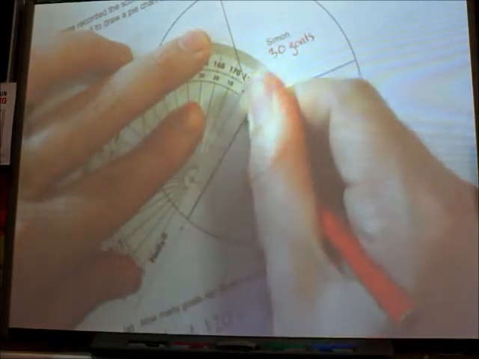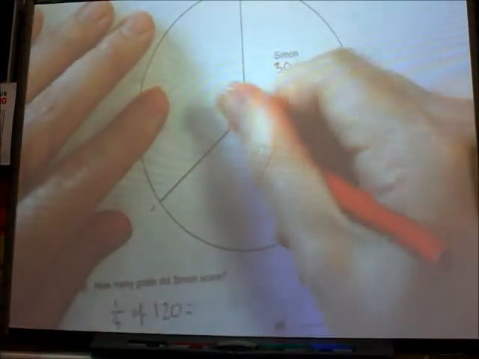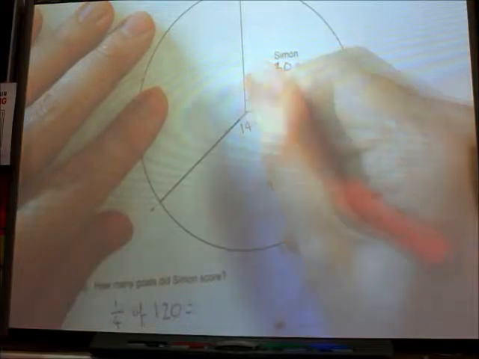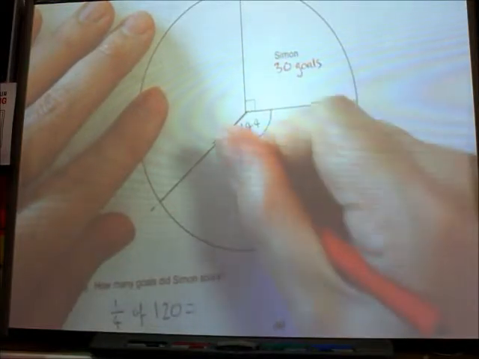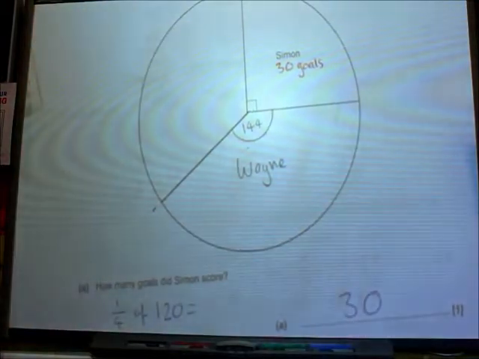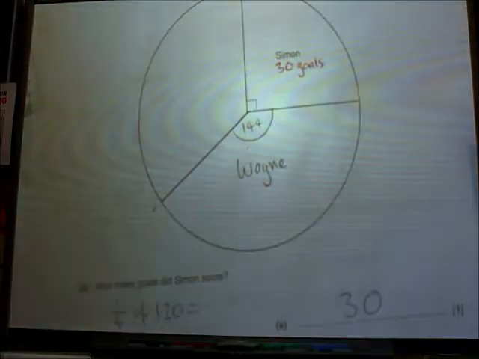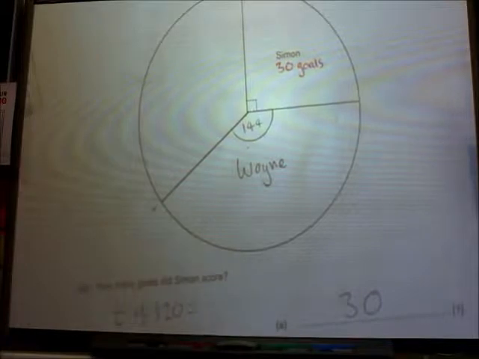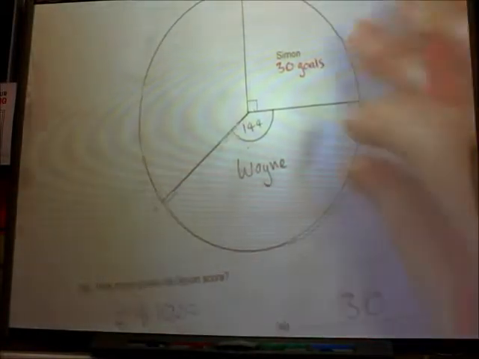And you must do this as you go along. I'm going to write in 144. And I'm going to write in that was Wayne. Looks like he was a top scorer. There we are. The next one is Harry. Maybe he was a defender. He got 5 goals, which is 15 degrees.